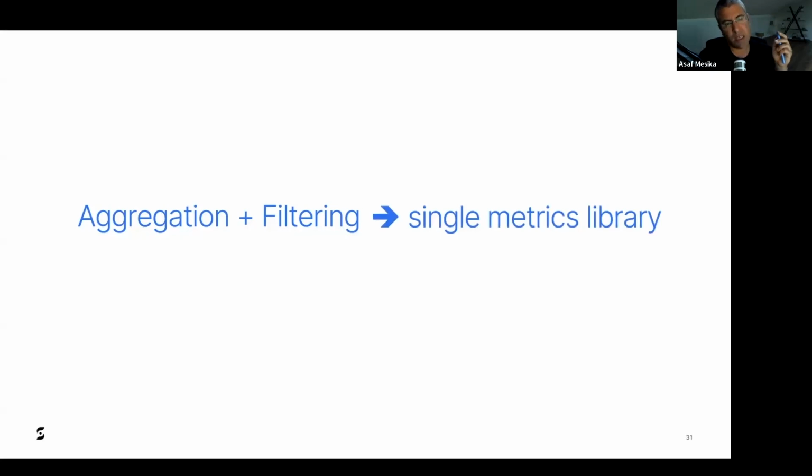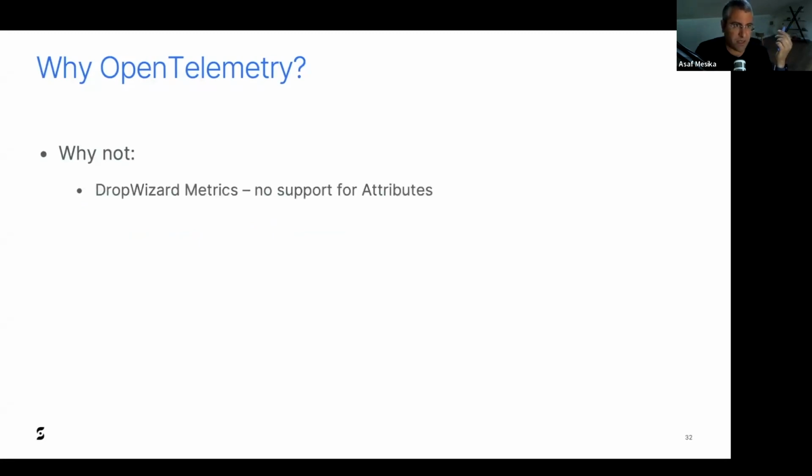So which one are we going to choose? We've decided to choose OpenTelemetry. Now, as you may ask, why do we want to choose OpenTelemetry? Maybe you'll ask why not. So what are the options? We have Dropwizard Metrics. Just a second.